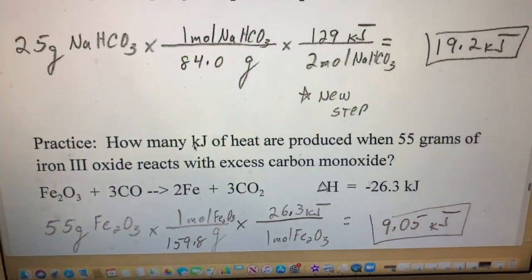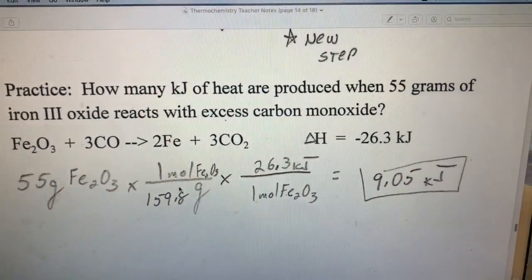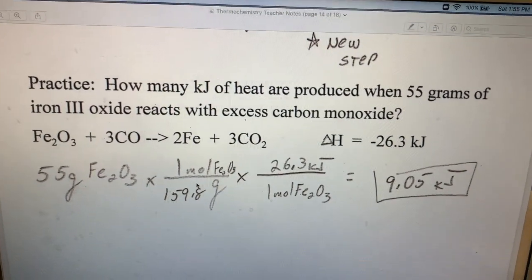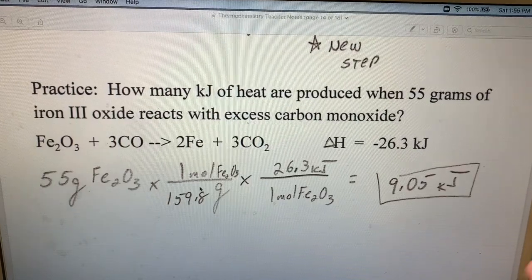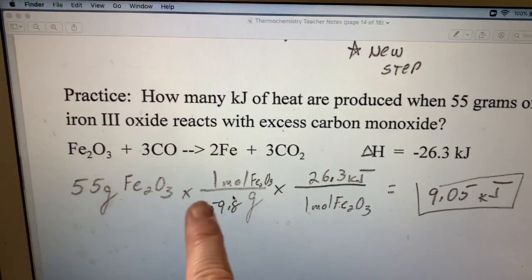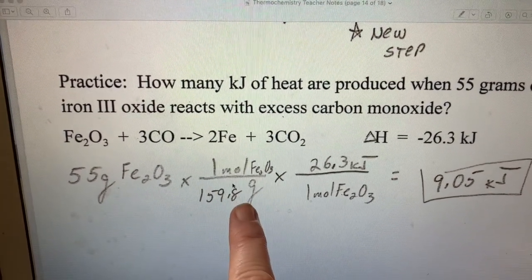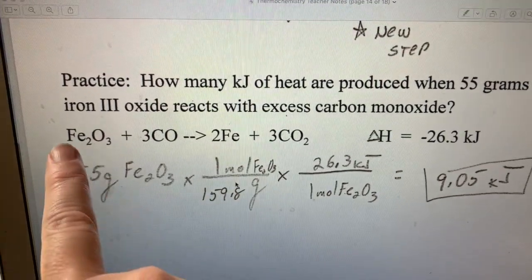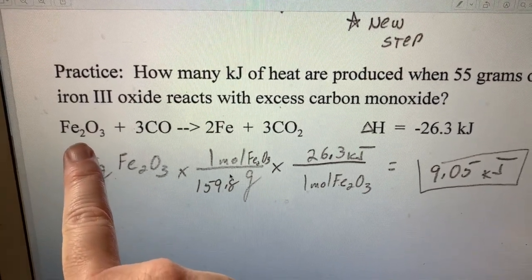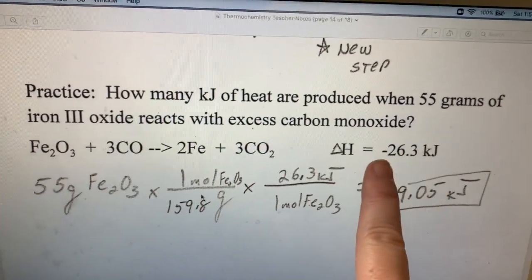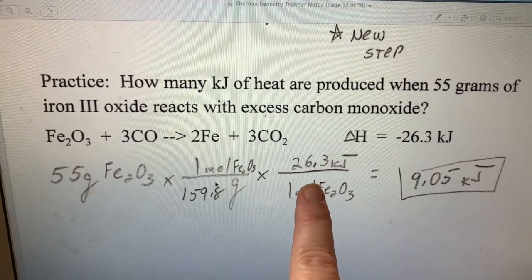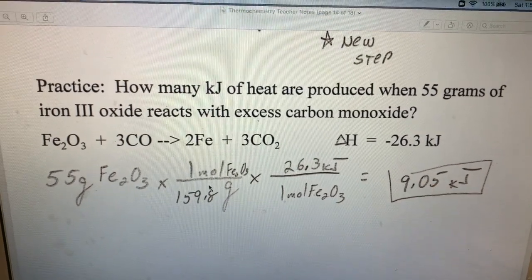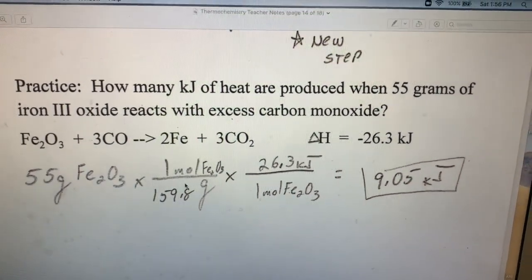All right, how many kilojoules of heat are produced when 55 grams of iron 3 oxide reacts with excess carbon monoxide? So there's my balanced equation. Fantastic. Starting with my 55 grams, changing it to moles using my molar mass, then looking at my balanced equation. I have 1 mole here of iron 3 oxide, and I'm telling you that this is an exothermic reaction that gives off 26.3 kilojoules. So I end up giving 9.05. All right, as my final answer.